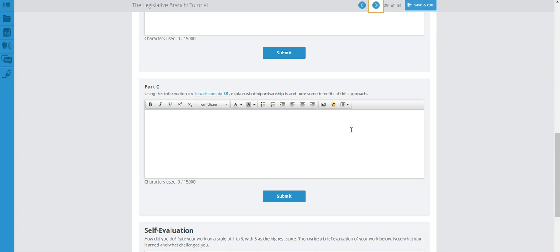Please make sure also to continue to go all the way to the end of this tutorial. We are barely on page 29, so you have 5 more pages that you have to go through in order to get the best understanding of the legislative branch.